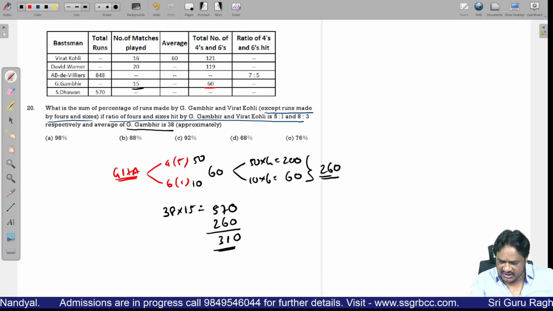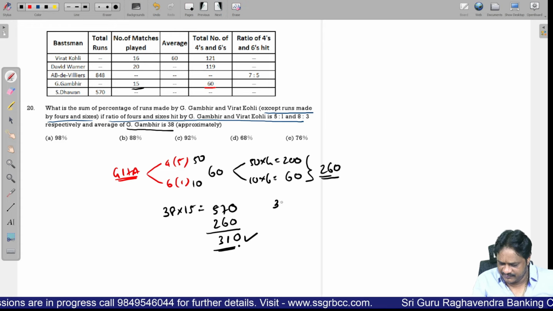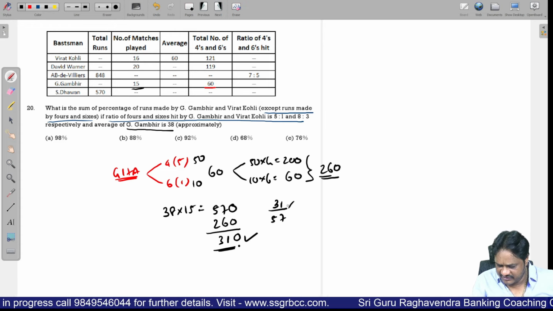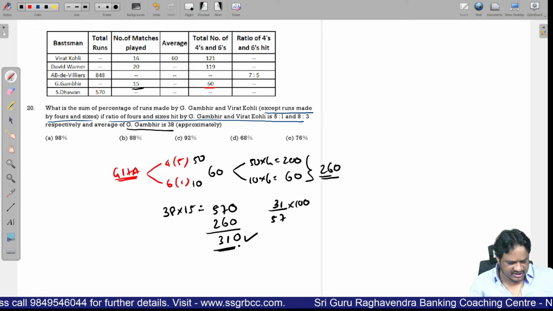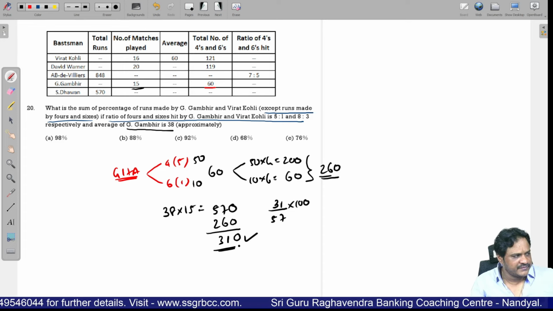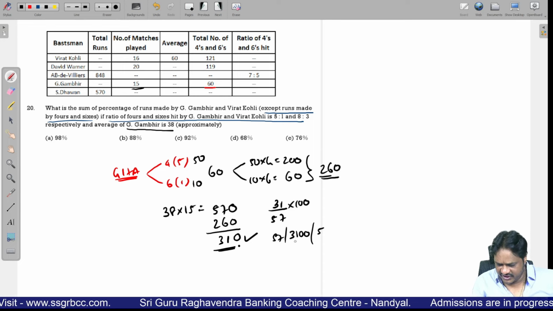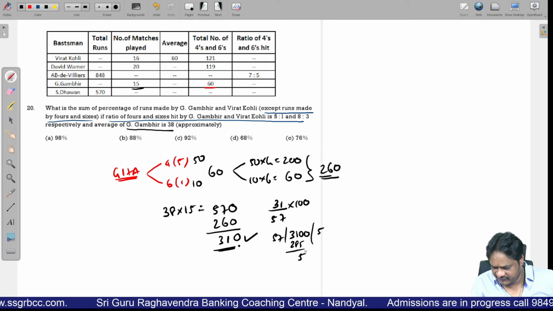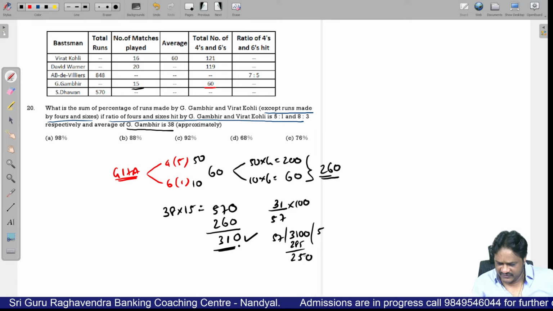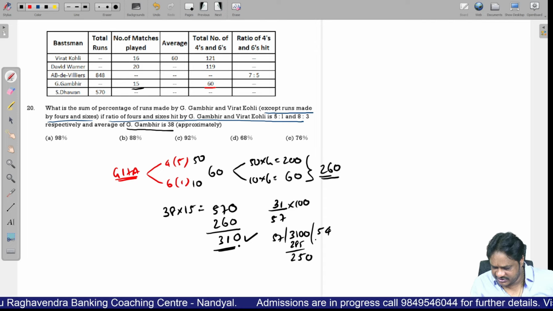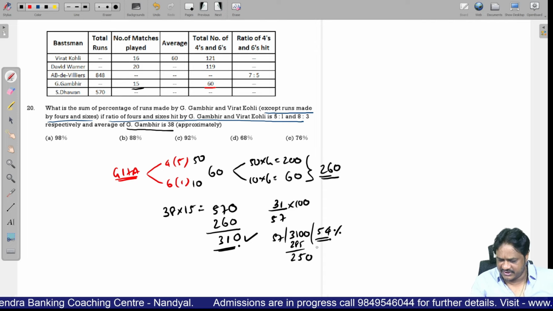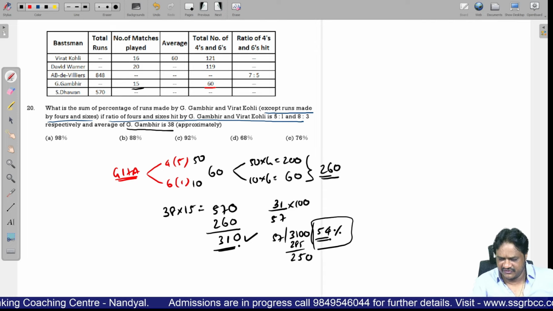Now, other than boundaries, what is the score? So 310 by 570, or 31 by 57 into 100. Let us do this calculation. 3100 divided by 57. 57 fives, 285. Again we will get 250 something. So again we will get approximately 4. So it is 54%. 54% for Gautam Gambhir.